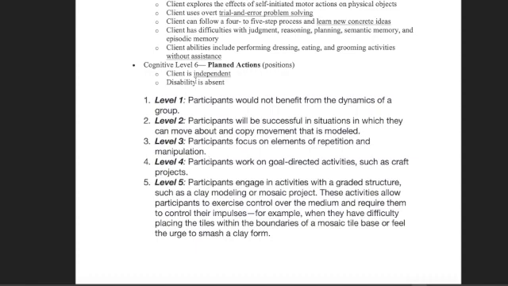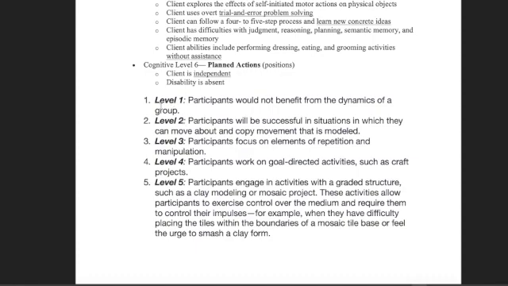For level 1, which is, remember, dependent, participants, they're not going to benefit from the use of dynamics of a group. So group activities are not going to be effective at level 1. Remember, they're bedridden. They're dependent with all activities for the most part.